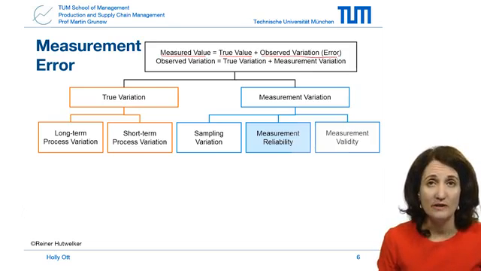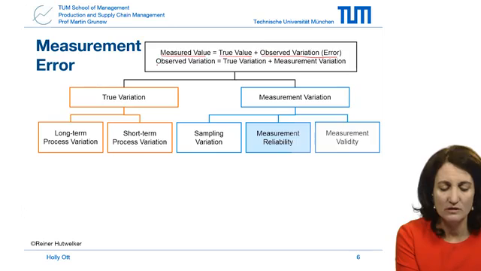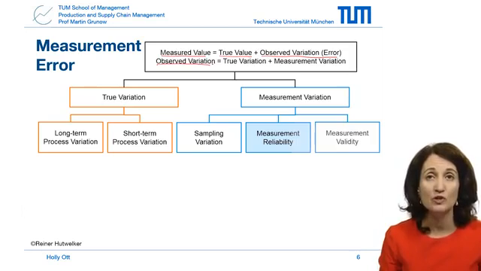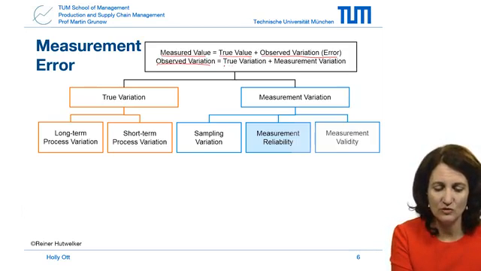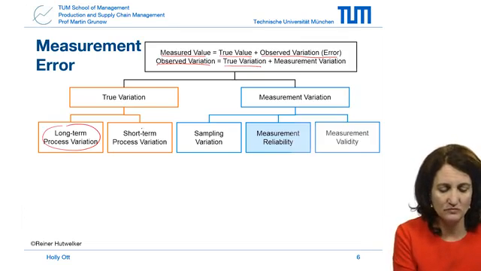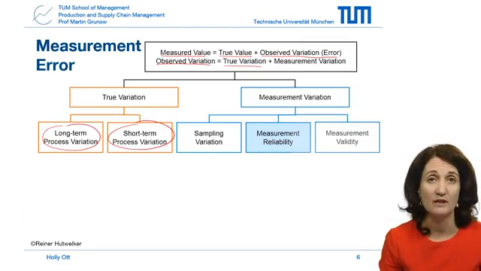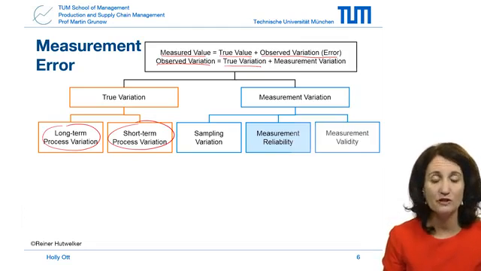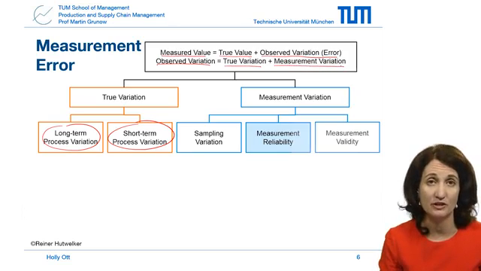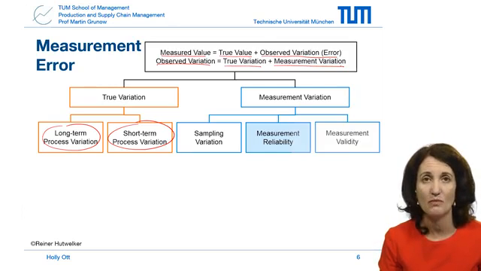Now this observed variation, or we could call it the measured process variability, can come from true variability. So we have the true long-term and short-term process variation, which is inherent in any process. But the observed variation can also stem from measurement errors or measurement variation. So therefore, the observed variation comes from true variation or inherent process variability and error variation.